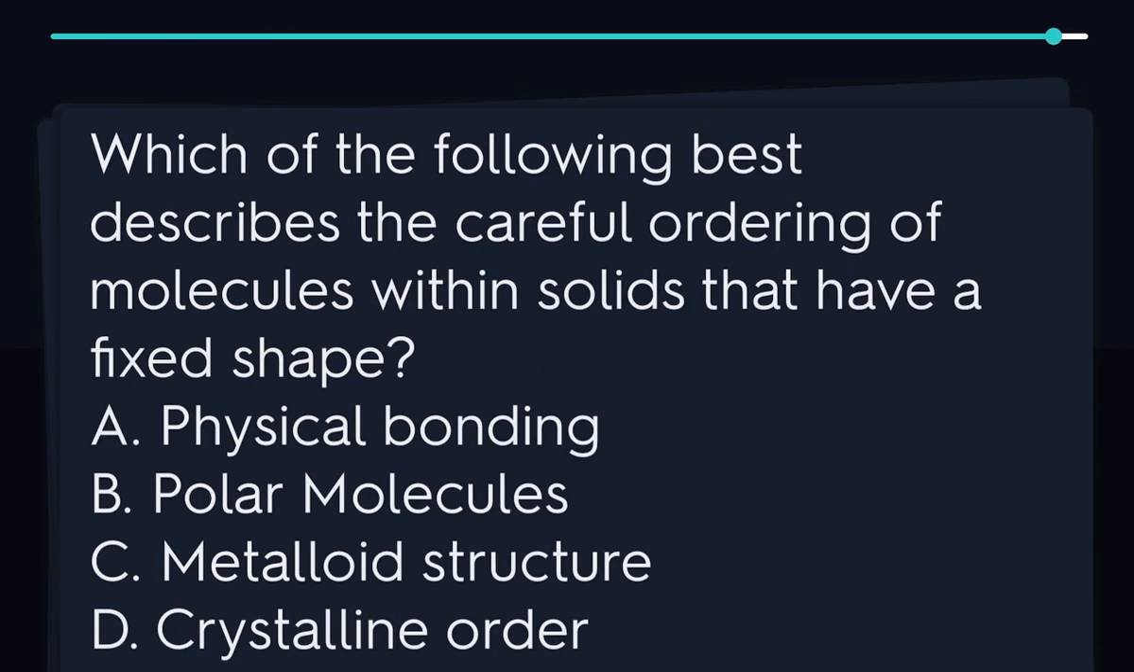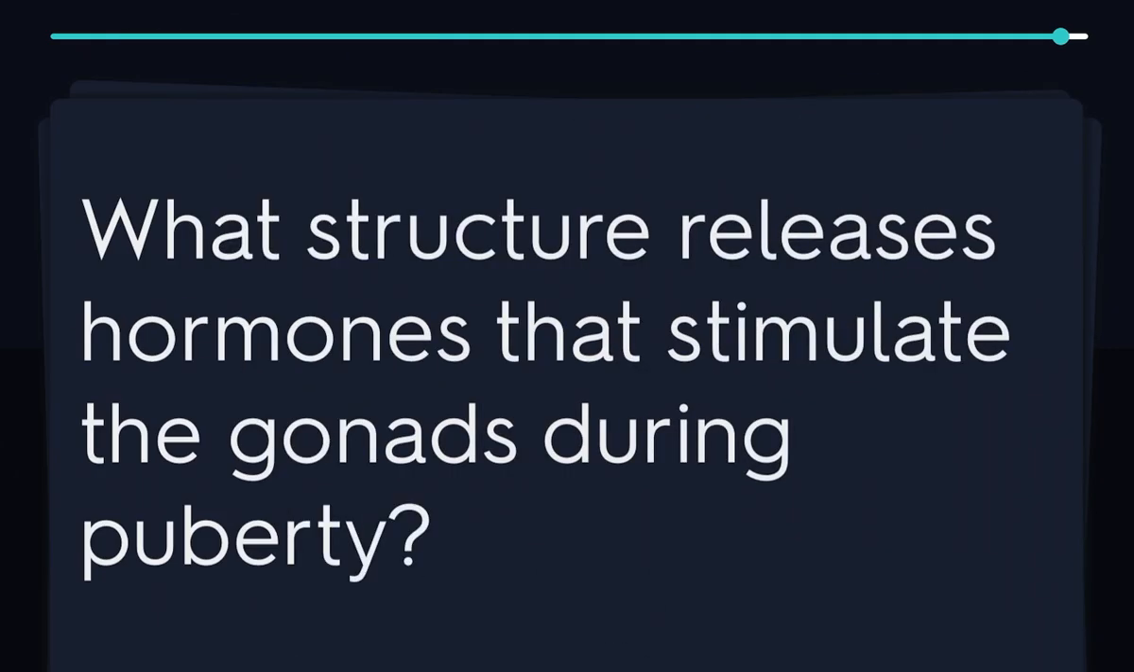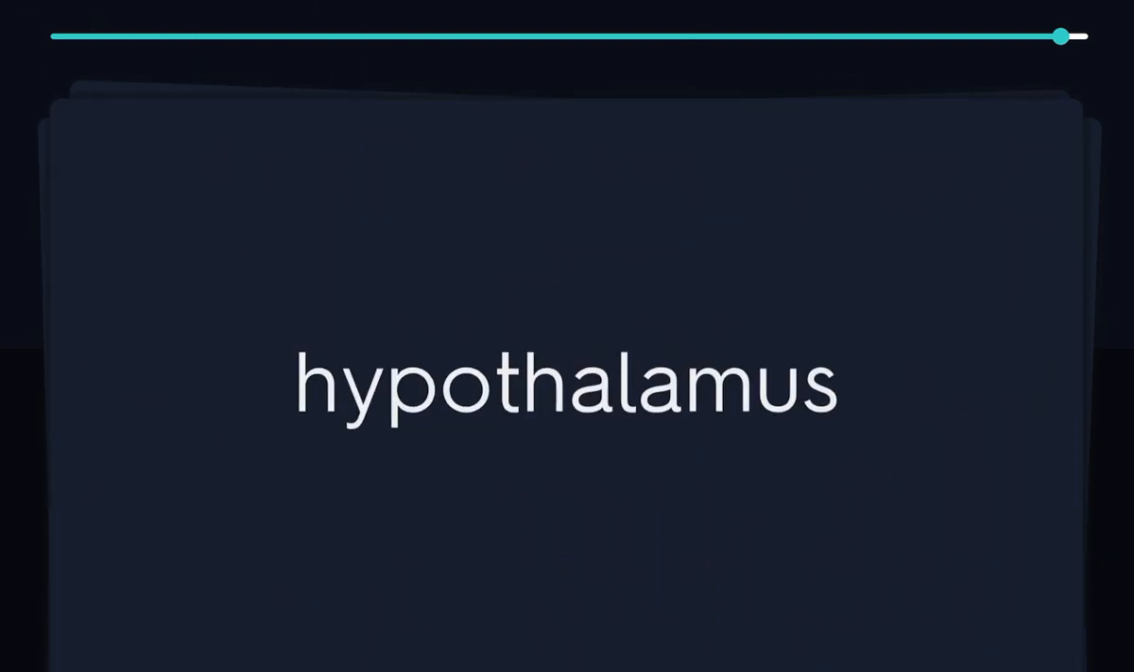Which of the following best describes the careful ordering of molecules within solids that have a fixed shape? A. Physical bonding. B. Polar molecules. C. Metalloid structure. D. Crystalline order. Crystalline order. What structure releases hormones that stimulate the gonads during puberty? Hypothalamus.